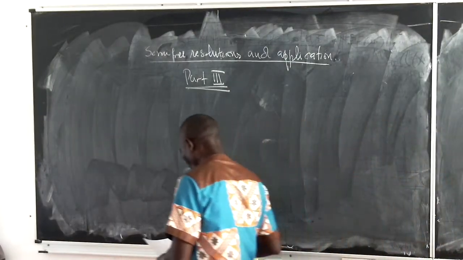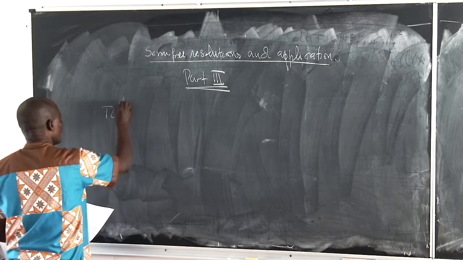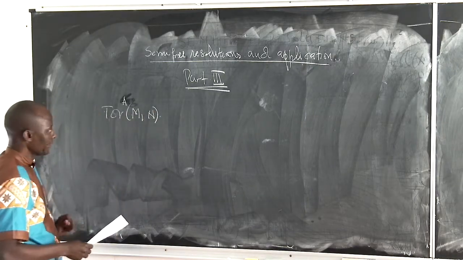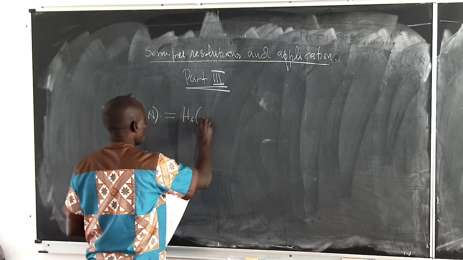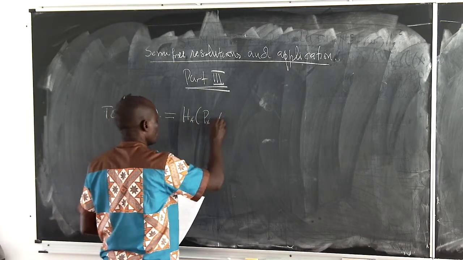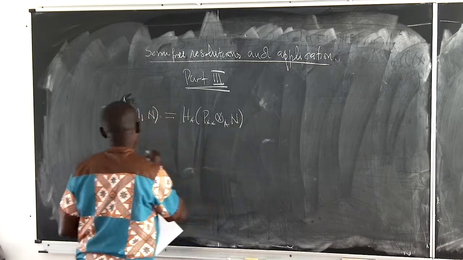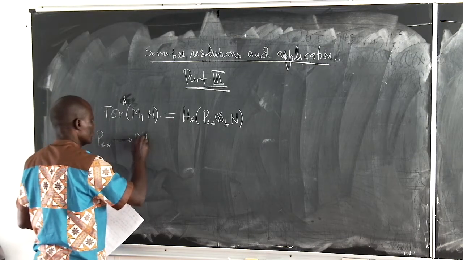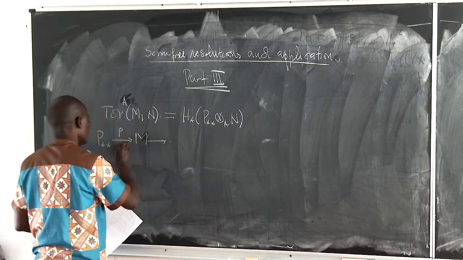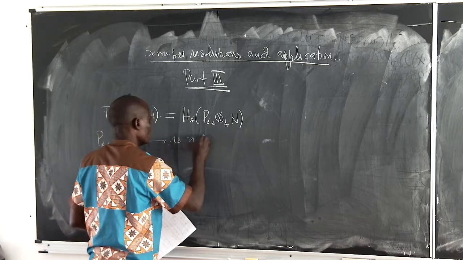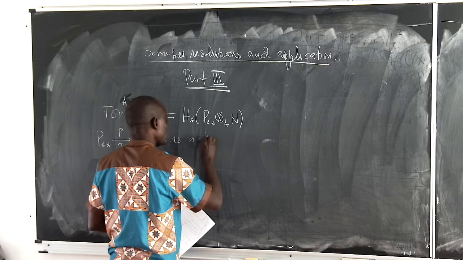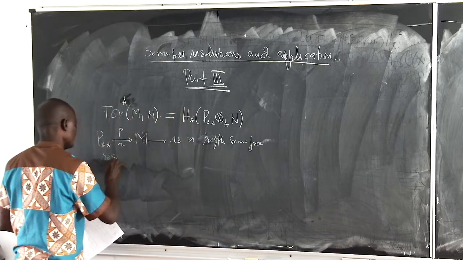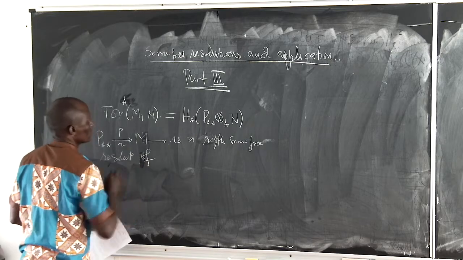So yesterday, we defined the Eilenberg-Moore Tor of M, N as the homology of P, where P_M here is a right semi-free resolution of M. Okay.